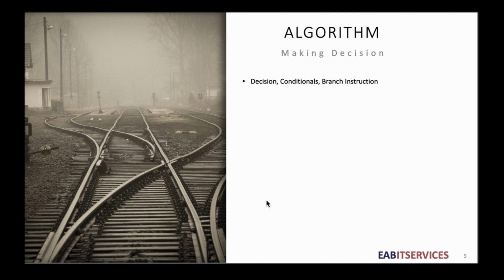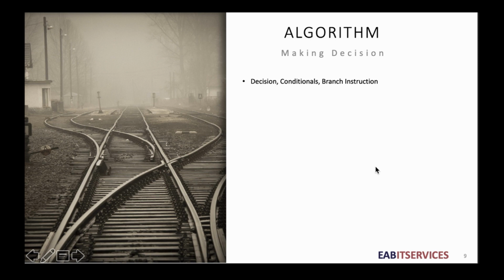A conditional instruction or statement, also called a decision instruction, a branch or decision statement, is one in which a decision is made and the logic flow can follow different paths depending on the answer. So you can call it decision, conditionals, or branch instruction.